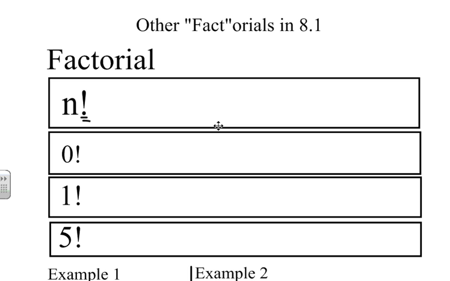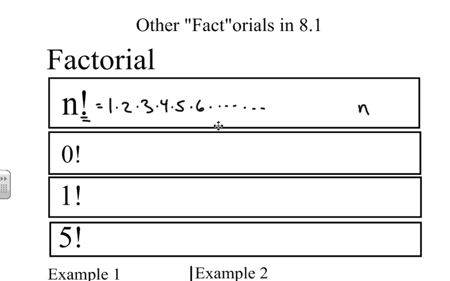This exclamation point is used quite a bit in statistics and in probability. The definition of a factorial is that we are multiplying consecutive numbers together. So if you have n factorial, we're multiplying 1 times 2 times 3 times 4 times 5 times 6 times dot, dot, dot, all the way up to n, because it's n factorial.